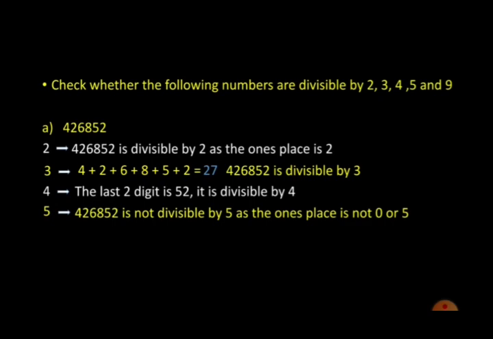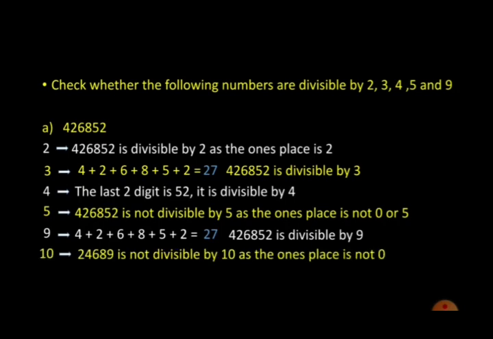Then 9. 9 again what we will do? We will find the sum of the given digits. The sum of the digits are nothing but 27. 27 we get in 9 table. 9 threes are 27. So, the given number is divisible by 9. Again, the number is not divisible by 10 as the ones place is not 0. This is the divisibility rules. We have solved 2 problems based on the divisibility rules of 2, 3, 4, 5, 9 and 10.